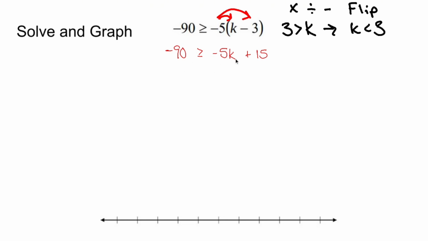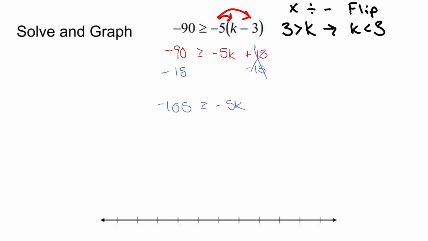Negative 5 is being multiplied to k, but more importantly right now, 15 is being added to my k, so I have to get rid of the number that's floating around first. Subtract both sides by 15 like so. Negative 90 minus 15 is negative 105. So negative 105 is greater than or equal to negative 5k.